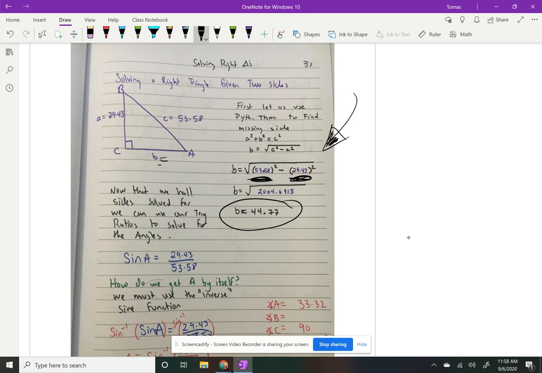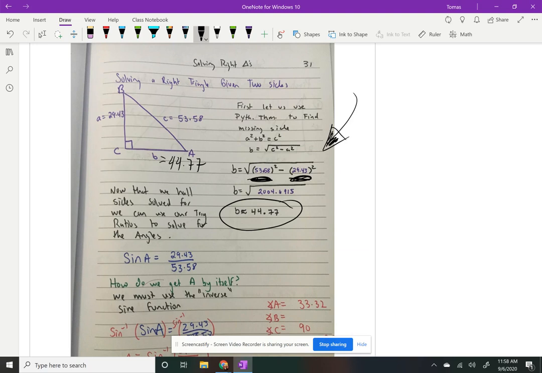Okay, this is, oh, that's horrible. This is 44.77. Okay. So now that we know all our sides, now we can start figuring out the angles. And you're like, wait, what? We've always gotten the sine of an angle and figured out a side. We've never done it the other way around, where we have the sides and we figure out the angle.